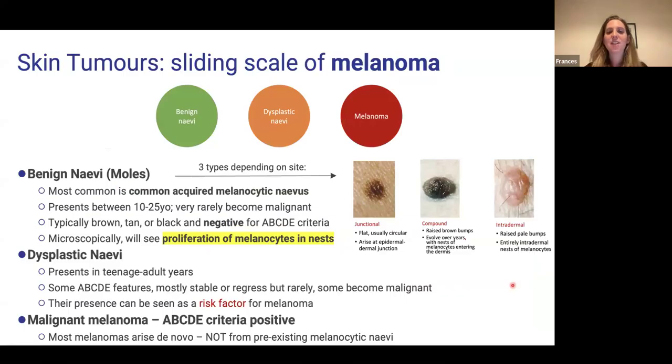Okay, so the last one for the skin lesions is melanoma. Obviously, this one is the most dangerous. We have, again, a number of different lesions here. You have benign nevi, dysplastic nevi, and then melanoma.